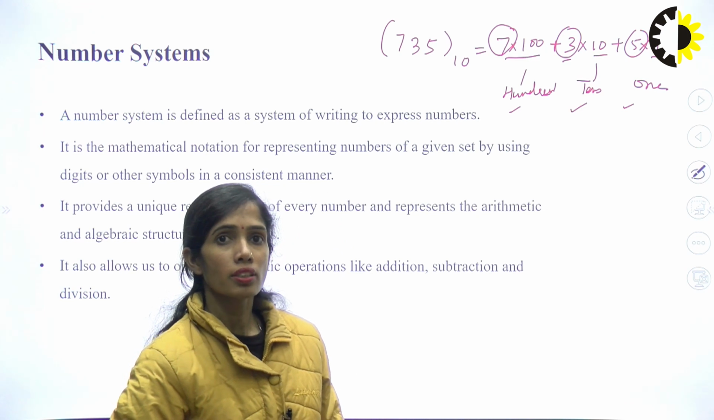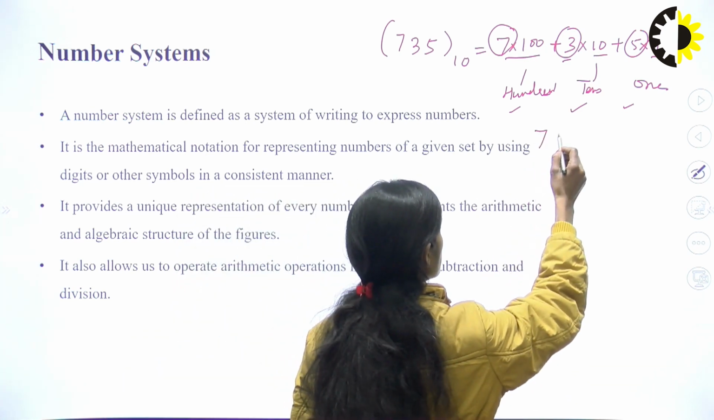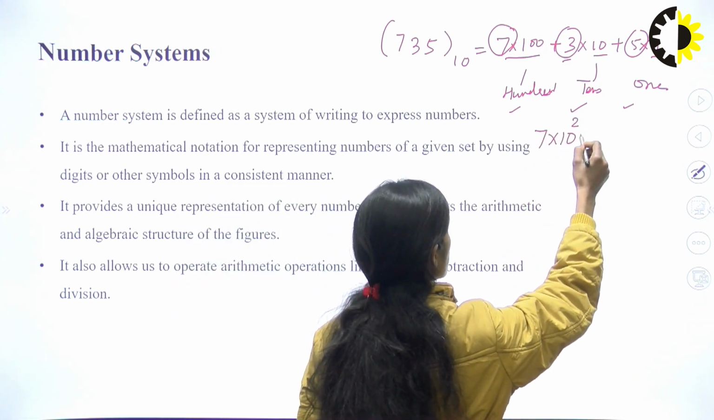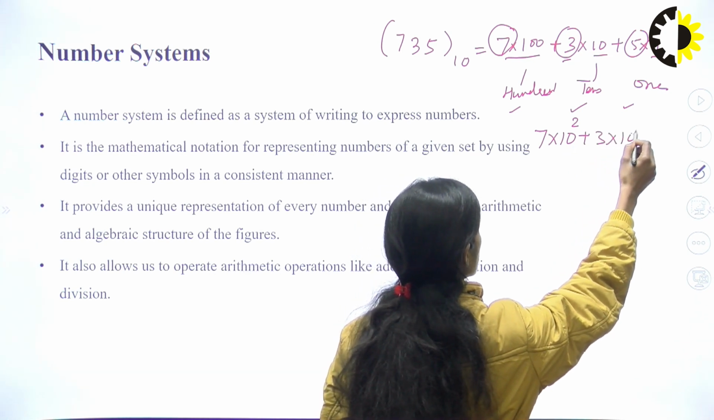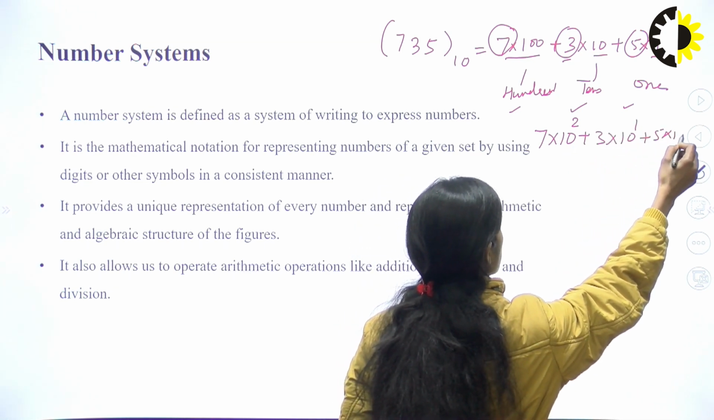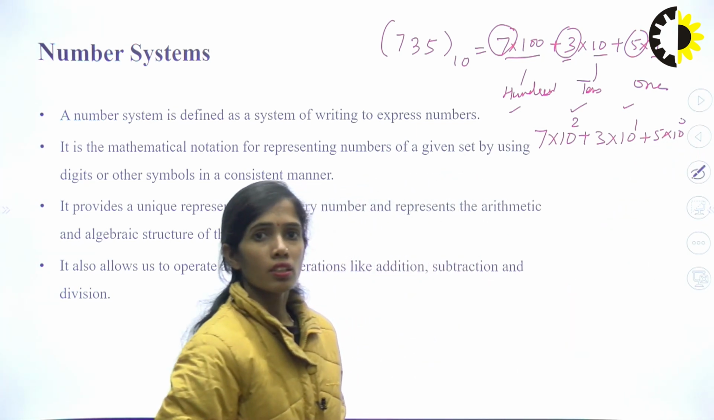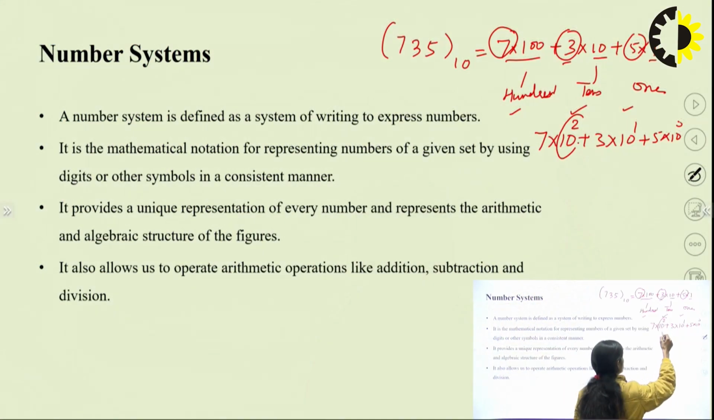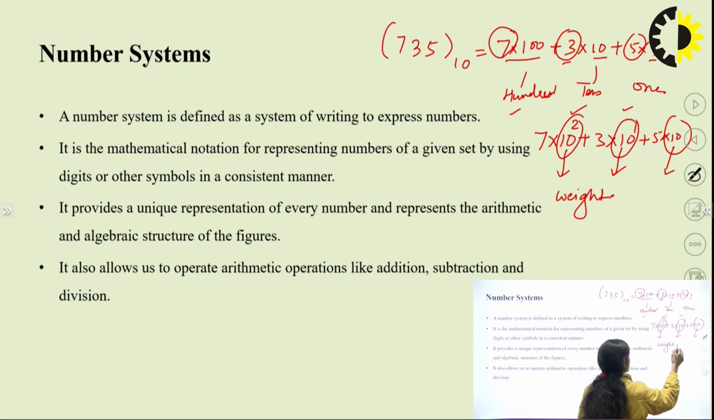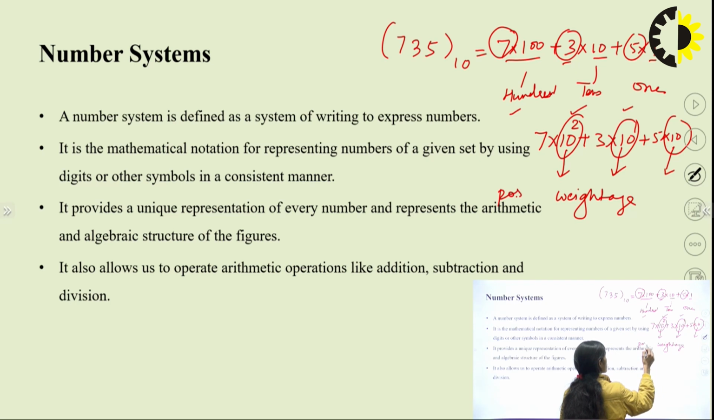In this way, by taking these places, we can write any number in any number system. So in the decimal number system, we have the representation in 10 to the power form. Here we can observe 5 multiplied by 10 to the power 0. These digits in the number system are multiplied with their factor. This factor we call weightage, or positional weightage. This will give you the complete number representation in any number system.